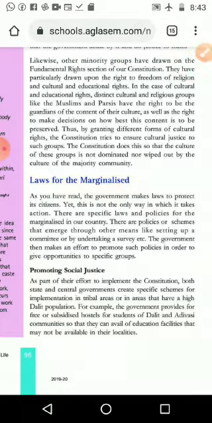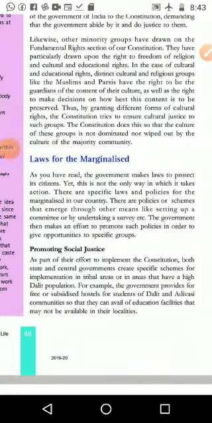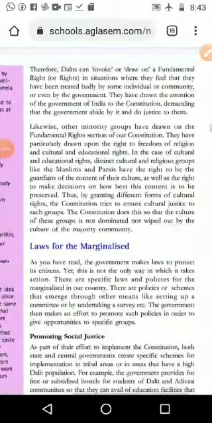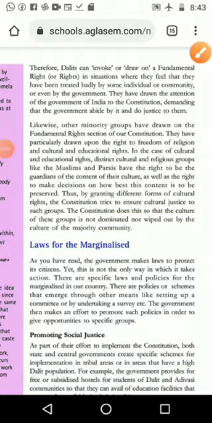Unity in diversity. Even though we have many social differences in the society, we have unity in our mind as Indians. So the constitution gives us the provision, with the help of fundamental rights, to keep or protect our own culture. And not only protecting the culture, the dominant caste or group should not wipe away the culture of the minority. They can preserve it as it is.